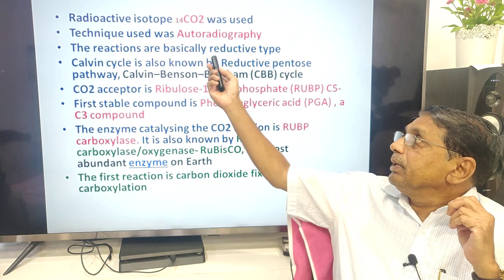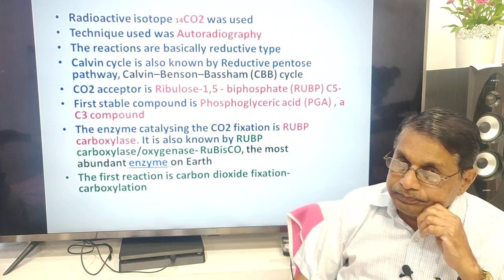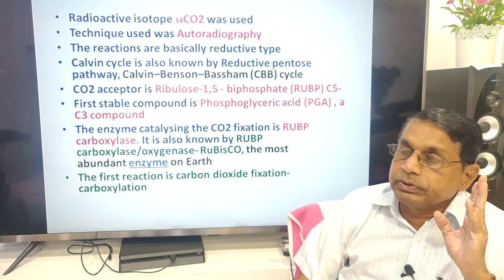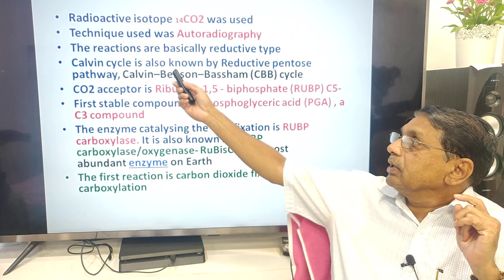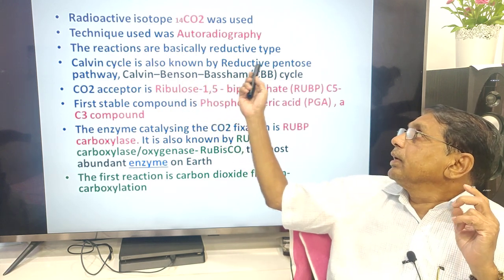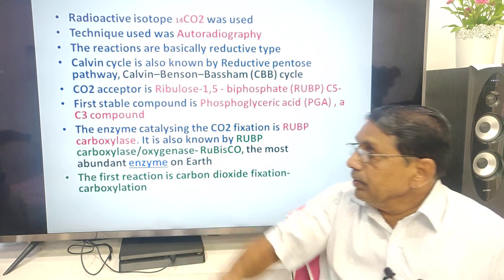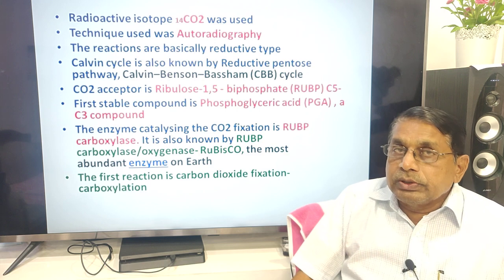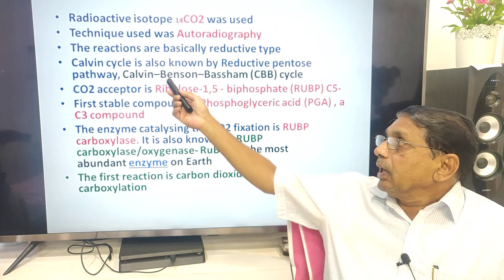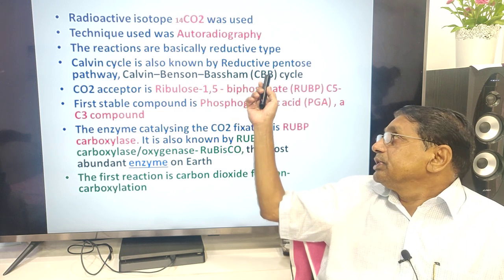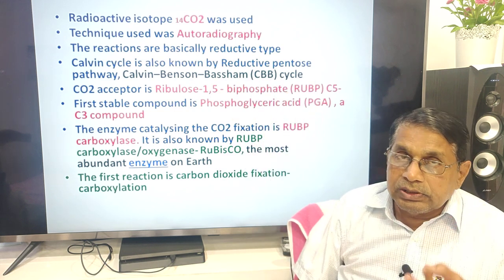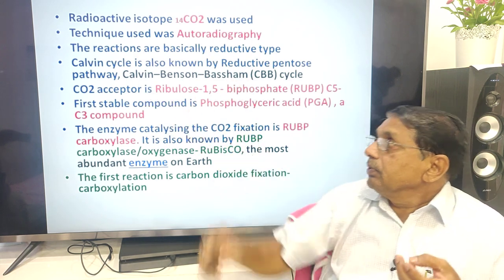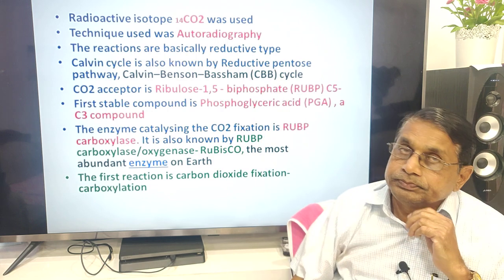The reactions are basically reductive type: reduction of carbon dioxide to carbohydrates, organics. The Calvin cycle is also known as the reductive pentose pathway, as there are many pentose sugars in the Calvin cycle. Also the Calvin Benson Bassham pathway, CBB. Remember: C3 pathway, Calvin cycle, reductive pentose pathway, CBB cycle.